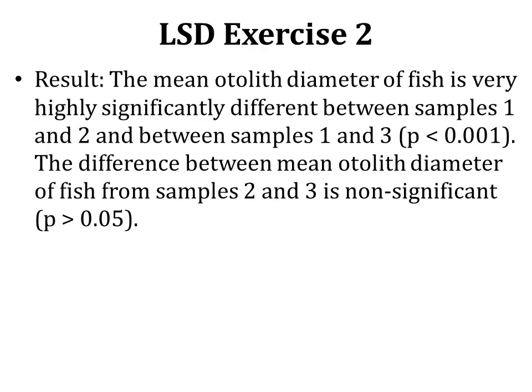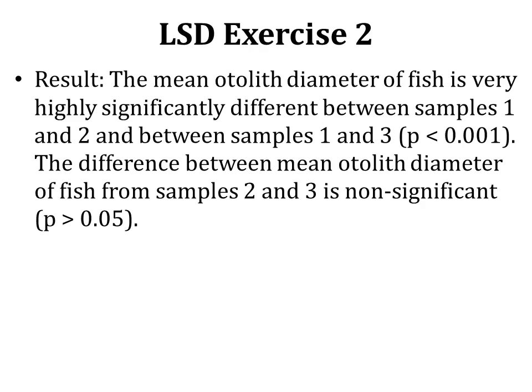And we can state the result in any form, and this is the most basic and general way to report these results. The mean otolith diameter of fish is very highly significantly different between samples 1 and 2 and between samples 1 and 3, probability less than 0.001. The difference between mean otolith diameter of fish from samples 2 and 3 is non-significant, probability greater than 0.05, right?